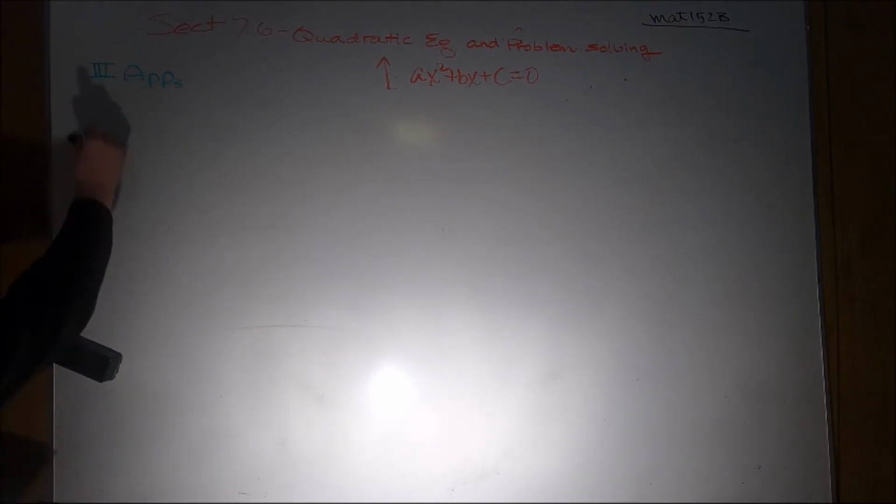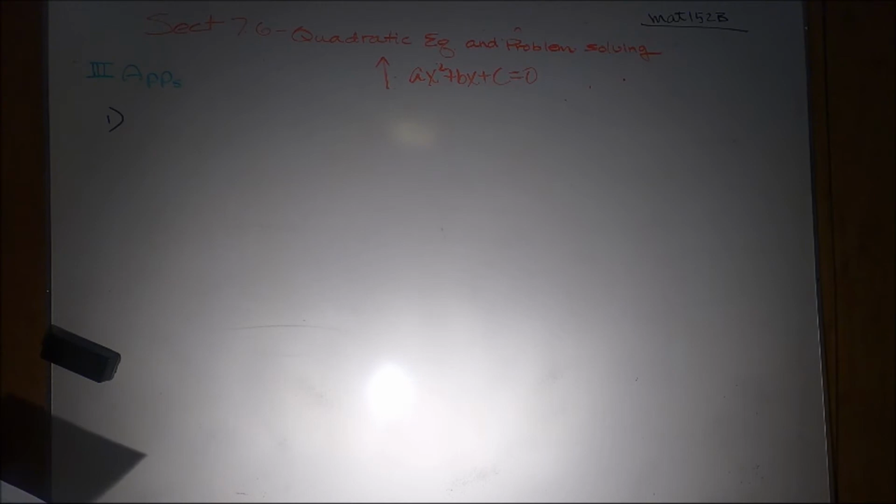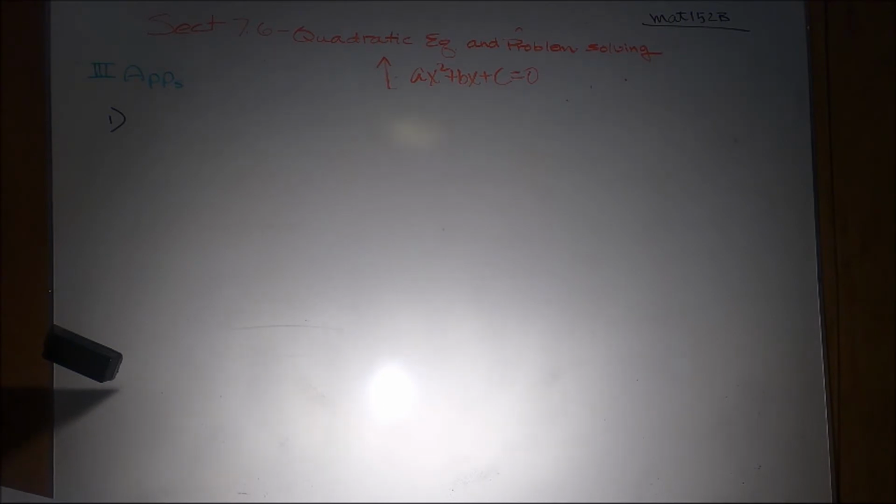Let's look at some applications. Word problem. We are on page 20. Take a look at the first one. It says the square of a number minus twice the number is 63. Find the number. Right? How many numbers? We are going to find the number. So just one number, right?